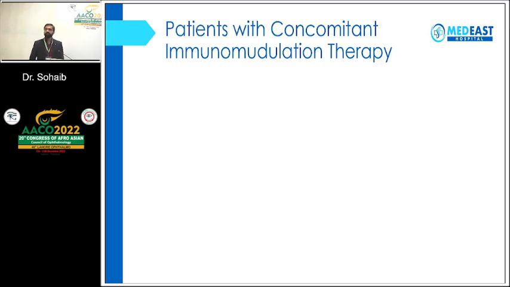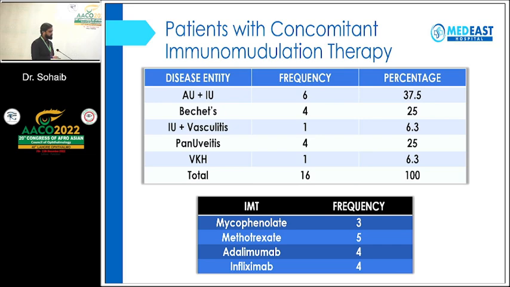I also had 16 eyes in patients who were on immunomodulation therapy. They were on immunosuppressive therapy, but still they developed a flare. This is the distribution: 4 eyes with Behçet's, an eye with leakage, 3 eyes were on mycophenolate, 5 on methotrexate, and 8 eyes were on TNF-alpha inhibitors. These are biologics that we were using. When I gave them these injections, they responded really well.